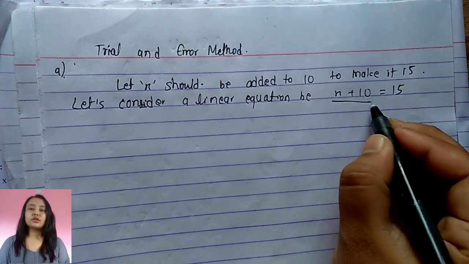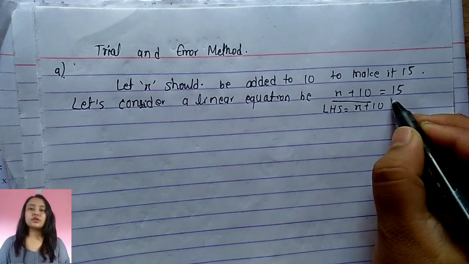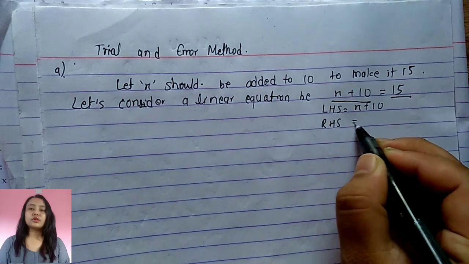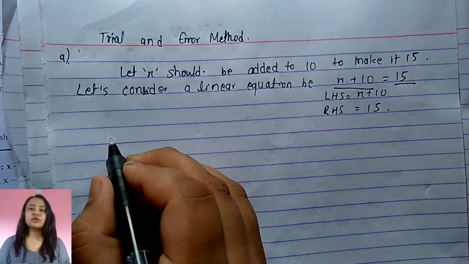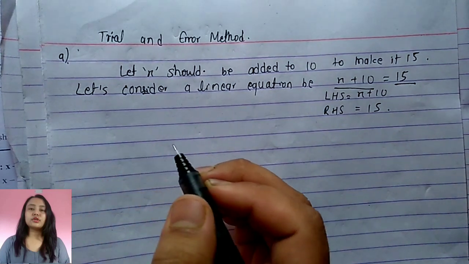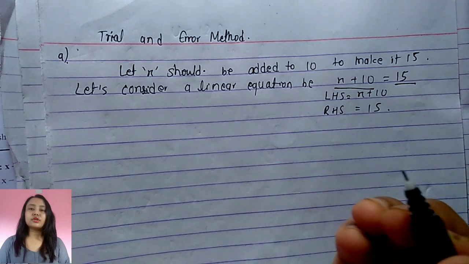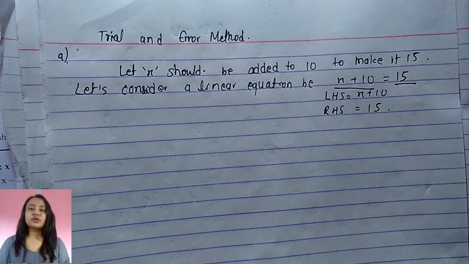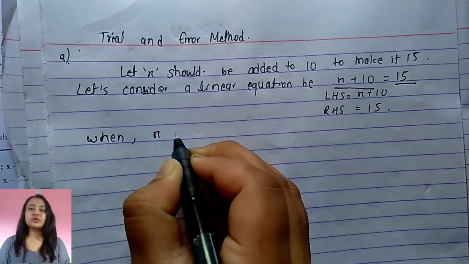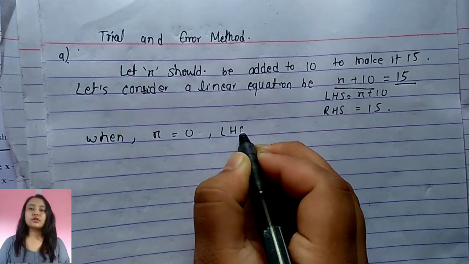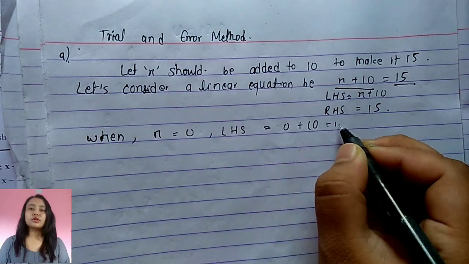Here you can see in the LHS it is x plus 10, right? And in the right hand side, RHS, it is 15. So we'll be supposing the value of x starting from 1, 2, 3, 4, 5. So let's suppose when x equals 0, LHS will be 0 plus 10, so it will be 10 only.